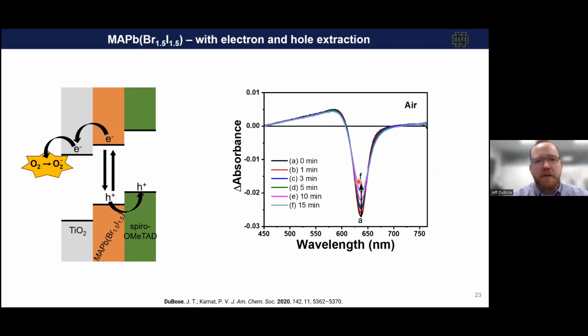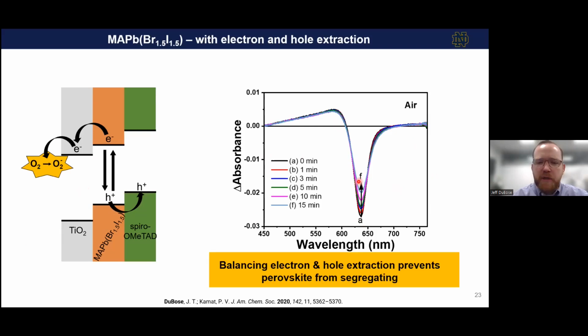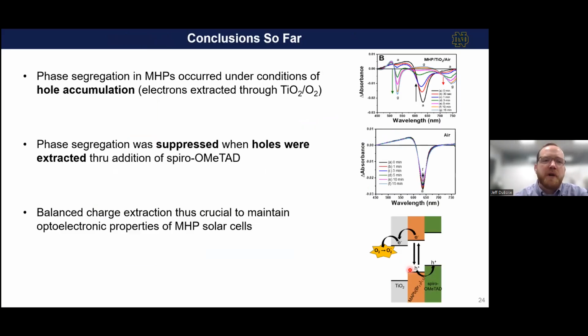All we see is a little bit of decrease in the bleach feature, again likely due to a little bit of photo-degradation from that laser exposure. But the really interesting thing is that this shows us that if you take care of the electrons and the holes at similar rates, this can prevent the perovskite from phase segregating. So what we can conclude so far is that phase segregation only happens under these laser excitation experiments when we have very severe hole accumulation and selective extraction of electrons. But we can directly suppress that process when we take care of the holes as well.